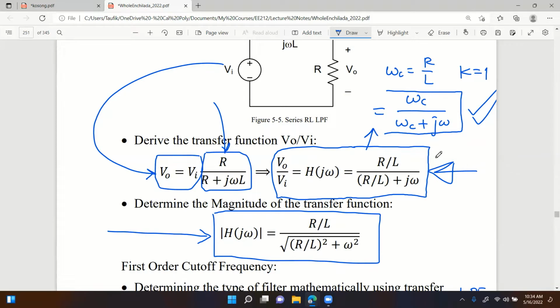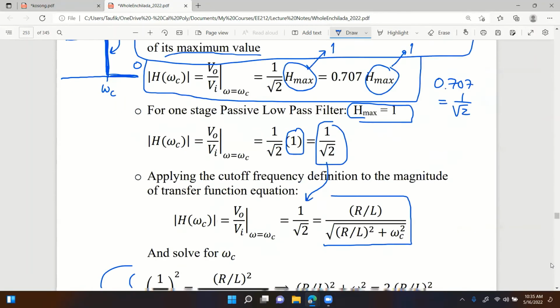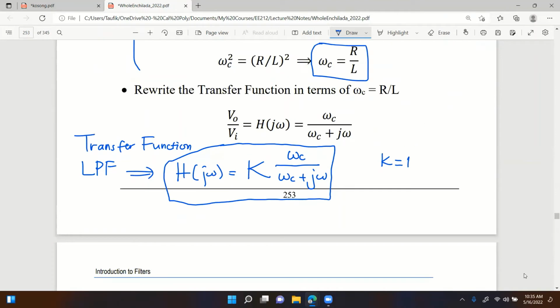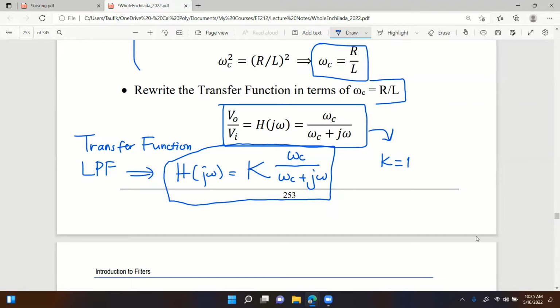All right. So that's the reason why I wrote the transfer function this way, because later on when we derive other filters, high pass and low pass, if you put them in this general format, then you right away know the cutoff frequencies without having to derive them again, right? Okay. Any questions? All right. So again, the cutoff frequency is R over L, and that's the general equation for a low pass filter when K is equal to 1.